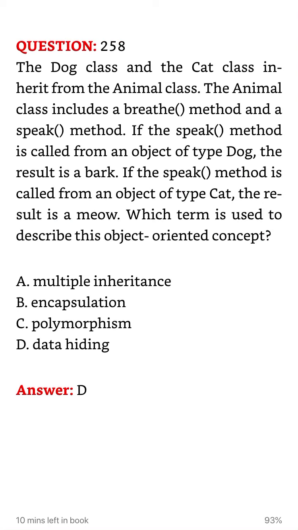Question 258. The dog class and the cat class inherit from the animal class. The animal class includes breathe method and speak method. If the speak method is called from an object of type dog, the result is bark. If the speak method is called from the object of type cat, the result is a meow. Which term is used to describe the object-oriented concept? The answer is D, data hiding. I would have said polymorphism. Okay.